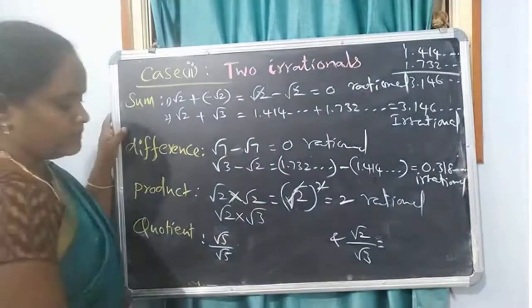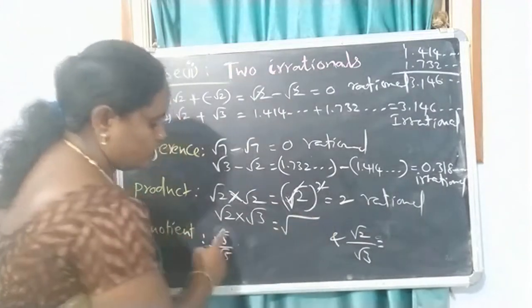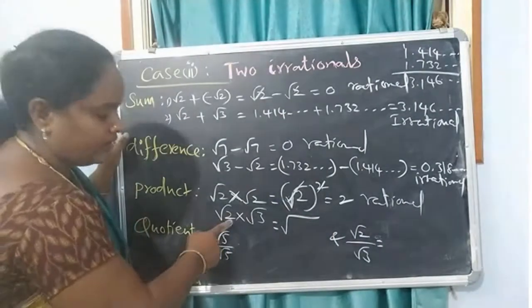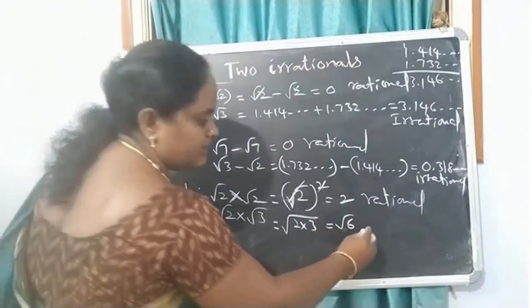Next, quotient. Next, let us take two different irrationals, root 2 and root 3. We can multiply the numbers under the root, 2 into 3. That is root 6. So root 6 is not a perfect square, it is irrational.